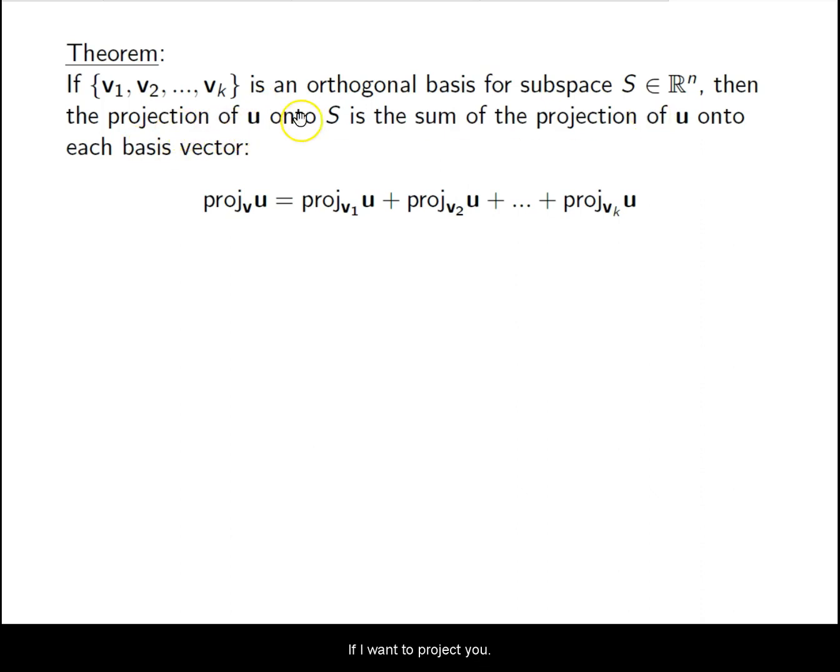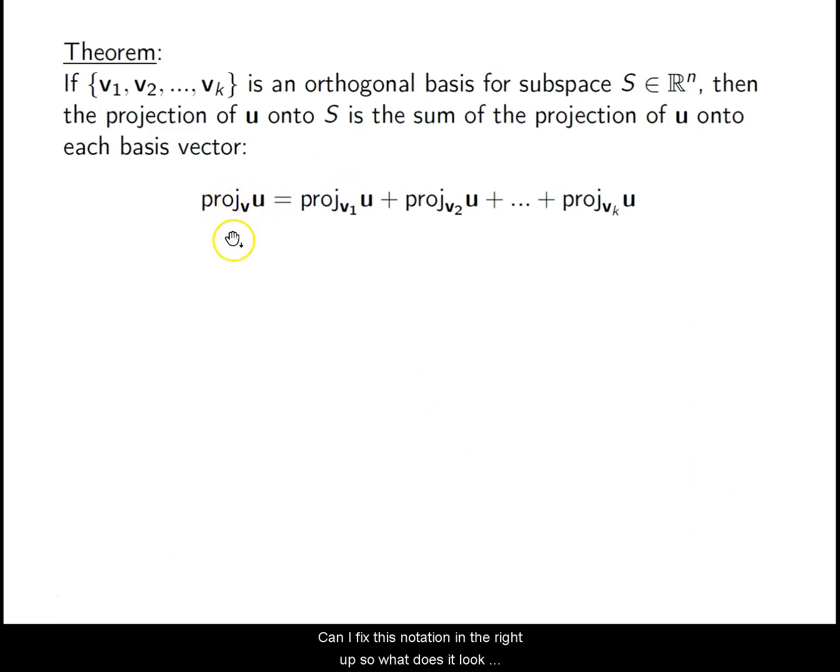If I want to project U onto a subspace of Rn, then I need to project U onto each of the vectors that forms the orthogonal basis for that subspace, right? So in order to project U onto, we'll just call this whole thing V. Should really say S, but whatever. If I'm calling this set V, then the projection of U onto the subspace, I'm just projecting it onto each of the pieces, okay? I'll fix this notation in the write-up.